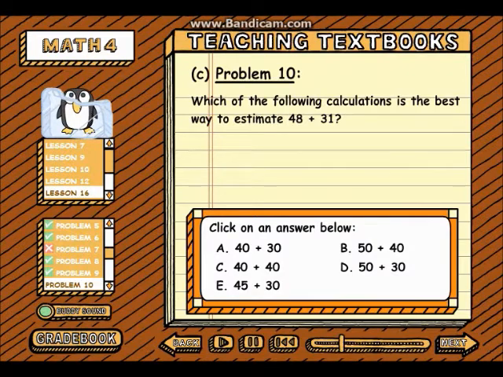For this problem, you need to tell which of these calculations is the best way to estimate 48 plus 31.